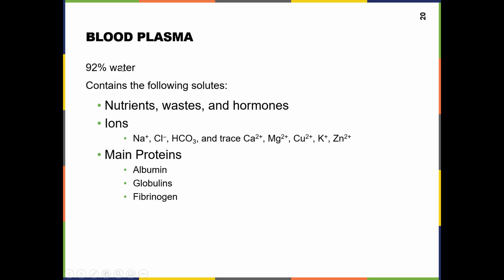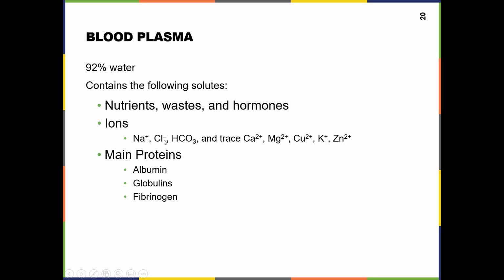The plasma is mostly water. It contains things that are being carried through the body on their way out. So wastes are being taken to the kidney. The kidney filters the blood and removes the wastes. Nutrients that are coming in are being carried through the blood. Hormones that have been released by various organs are carried through the blood. So everything is in the same highway system, but they're all going to different destinations.